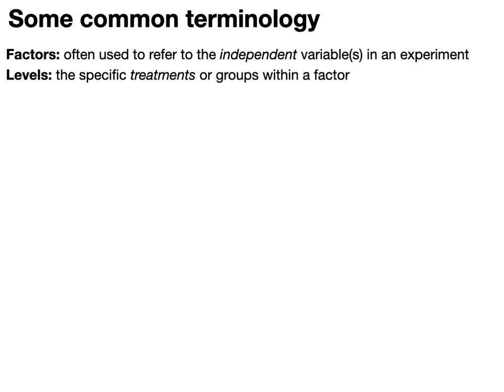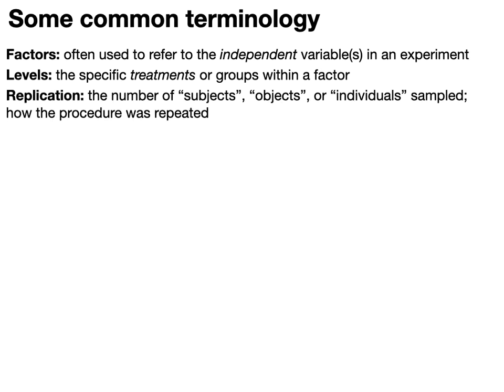So let's say we're doing an experiment on vaccination. Our factor, our independent variable might be vaccination, and the levels might be people who got Pfizer vaccine or people who got Moderna vaccine. Okay, replication is the number of subjects or individuals sampled. How was the procedure repeated in the experiment?